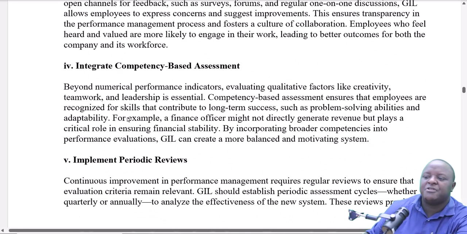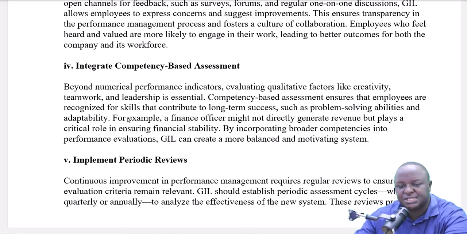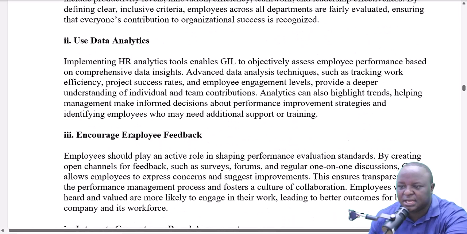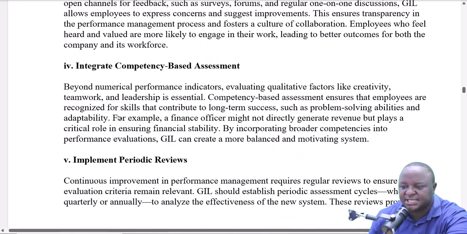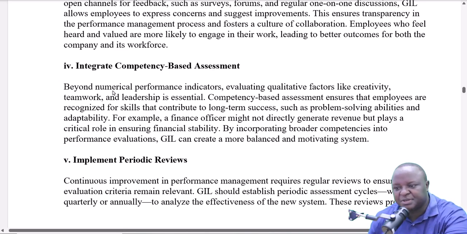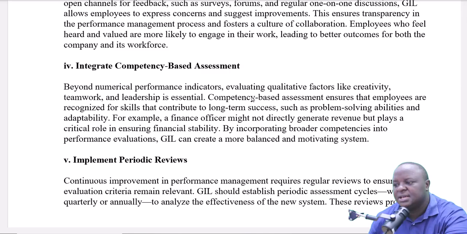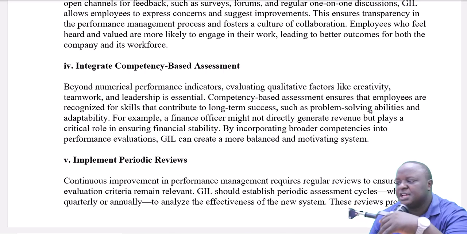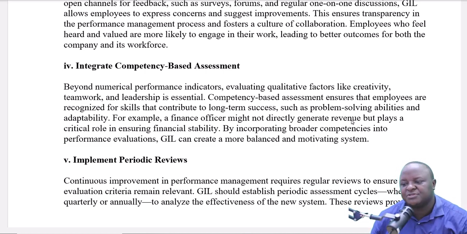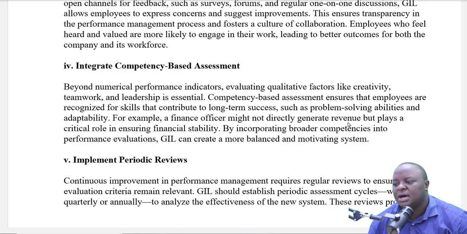The next, number 4, integrate competence-based assessment. Beyond the numerical, which we said as the second use of data analytics, evaluate qualitative factors like creativity, teamwork, and leadership, which are very essential. Competence-based assessment ensures the employees are recognized for skills that contribute to long-term success, such as problem-solving abilities and adaptability.